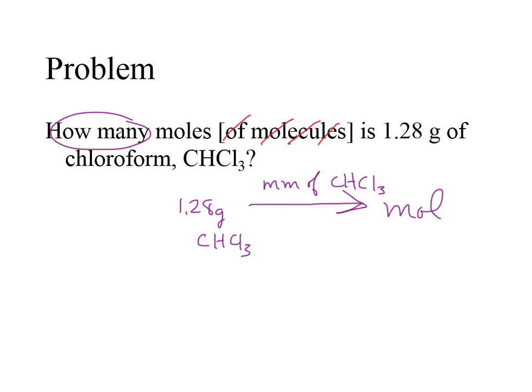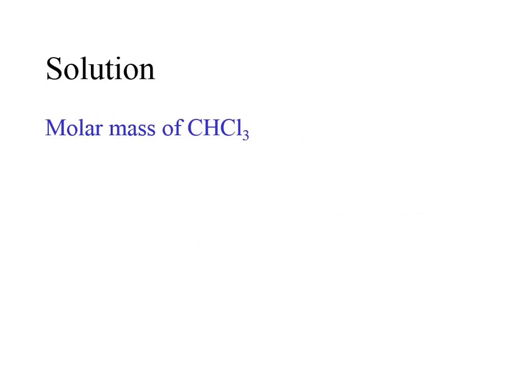So here we go. A step before you do your conversion is this one. Up there is calculating the molar mass of CHCl3. So 1 times the decimal number for carbon, 1 times 12.01, plus 1 times 1.008 for hydrogen, plus 3 times 35.45 for chlorine. And then round to 2 decimals.